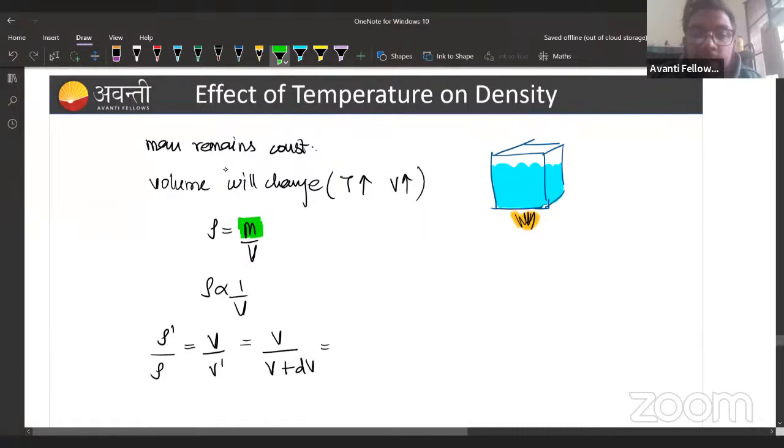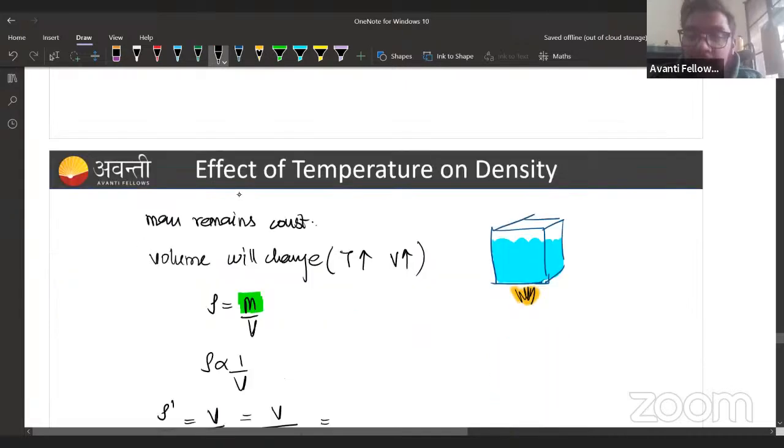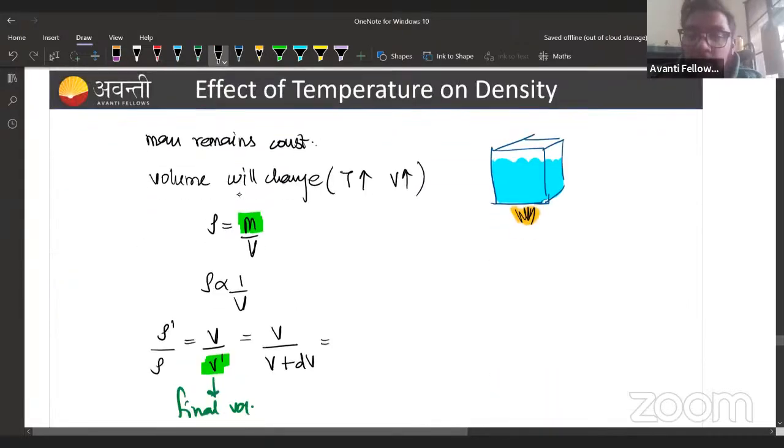Sorry, this is final volume. I'll write it down here. This is final volume. The final volume will be equal to original volume plus change in volume, right? Okay. We already saw if the temperature is increasing, then what do you say, the change in volume?